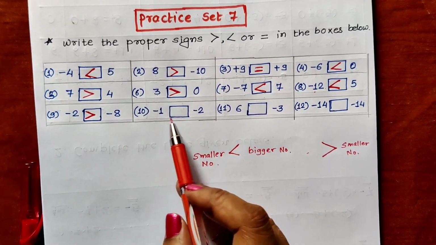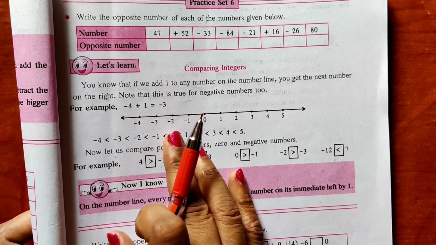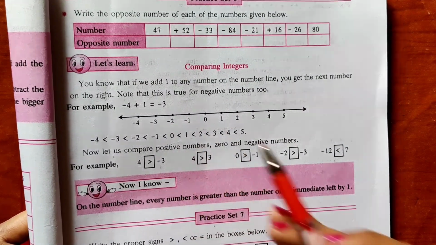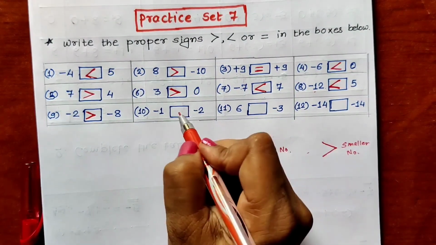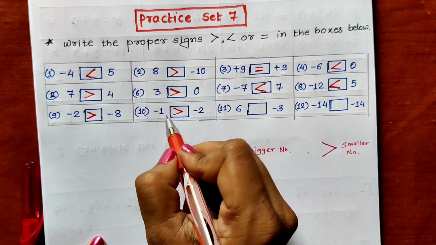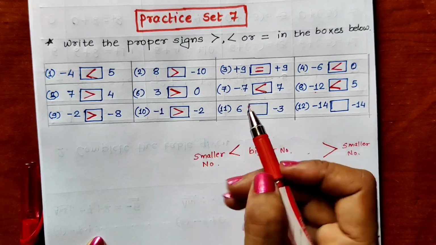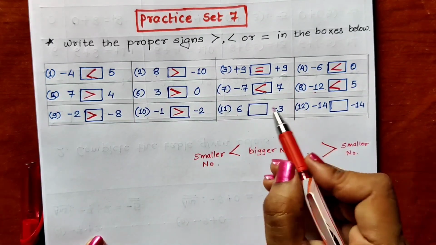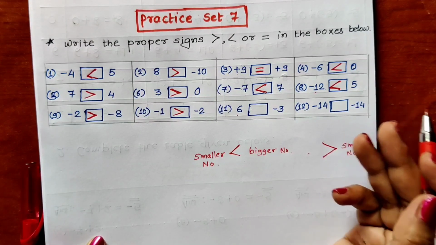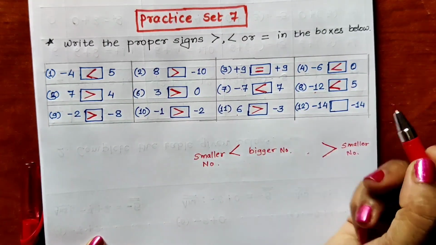Same thing we can say about minus 1 and minus 2, because minus 1 is on the right side of minus 2, and minus 2 is on the left side of minus 1. So minus 2 is smaller than minus 1. So we put this symbol closed at minus 2 but open at minus 1. At the bigger number the sign is open, at the smaller number the sign is closed. Now 6, plus 6 and minus 3. Minus and plus. Comparison of a negative and a positive number is very easy because a negative number is smaller than a positive number. So we put this sign.